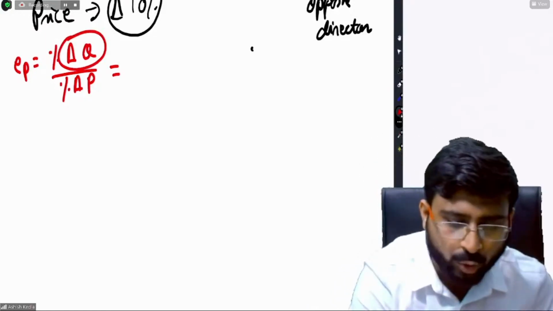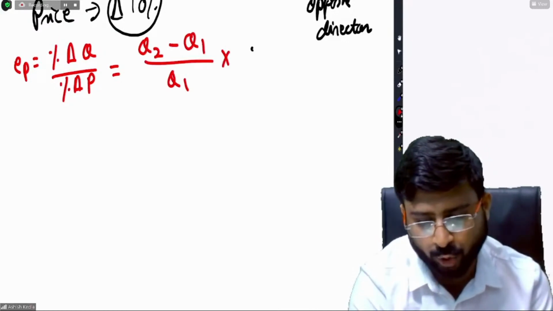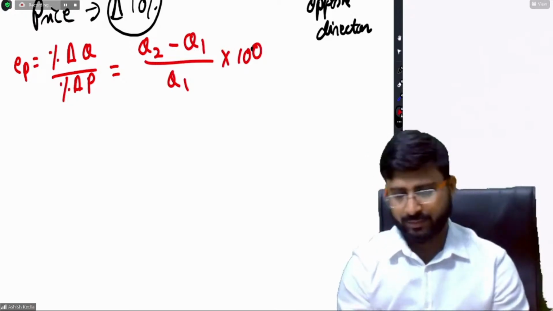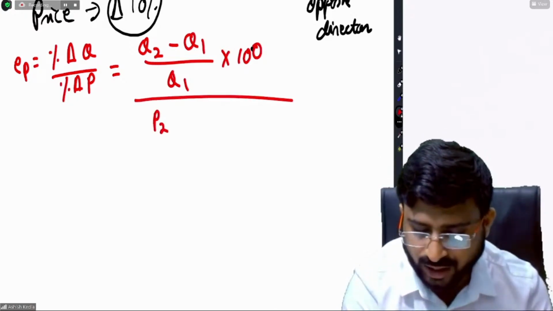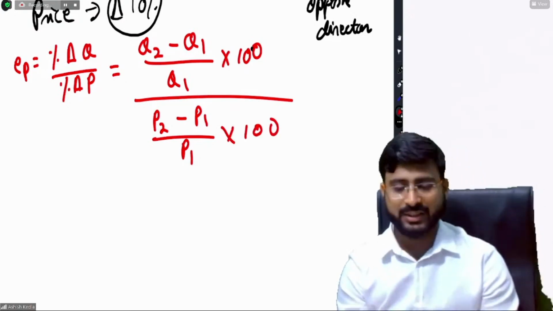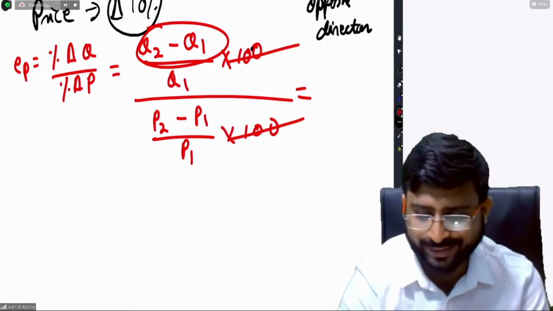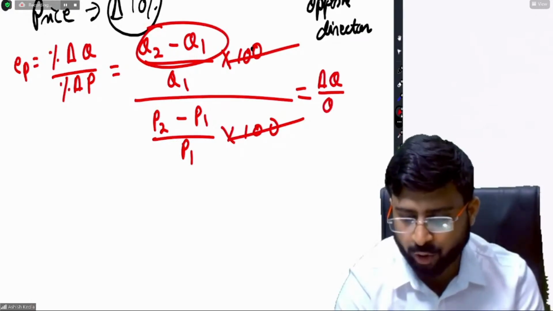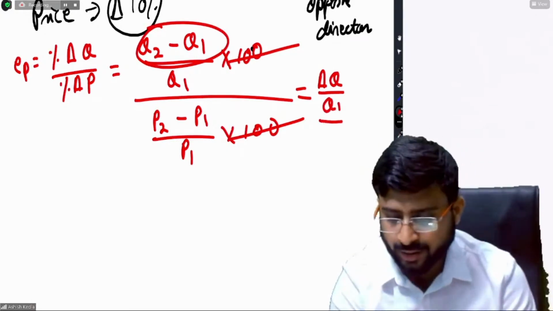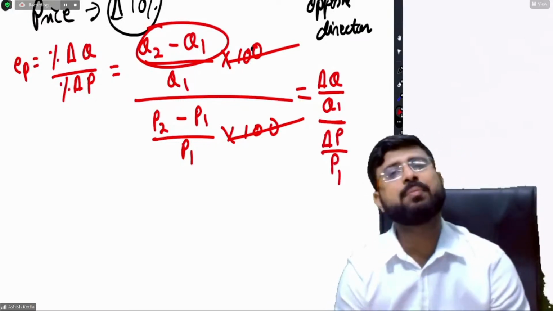See, how do you calculate percentage change in quantity? Q2 minus Q1 by Q1 into 100. Yes or no? Right, sir. Similarly, P2 minus P1 by original price into 100. So 100 gone, friends. Q2 minus Q1 is change in quantity, by Q1 is original quantity. P2 minus P1 is change in price, by P1 is original price.